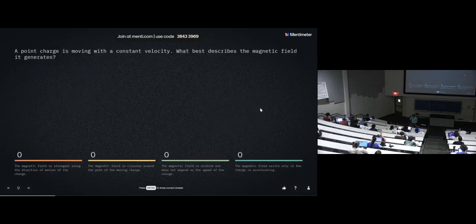So just to reiterate, a point charge is moving at constant velocity. What best describes the magnetic field it generates?